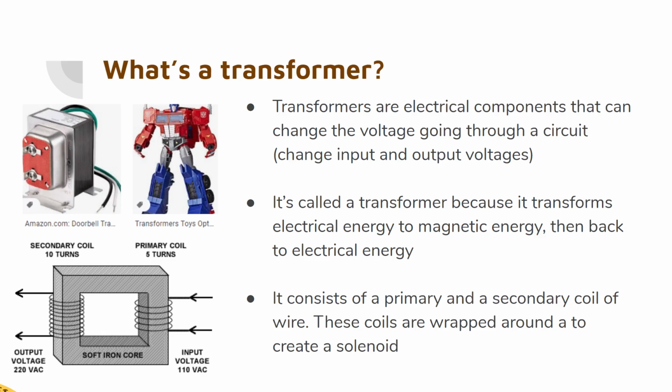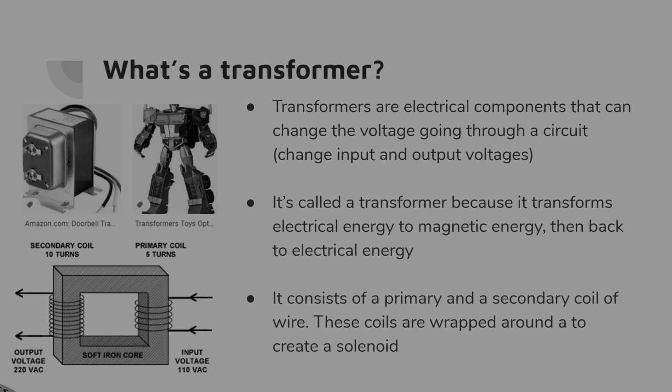So, what's a transformer? A transformer is an electrical component that is able to change the input voltage going through the circuit into the desired output voltage. It's called a transformer because it switches electrical energy into magnetic energy, then back to electrical energy. A transformer consists of two coils of wire, a primary coil and a secondary coil. These are wrapped around a bar of some sort. Transformers only work in AC circuits because transformers need an alternating current to create a changing magnetic field.